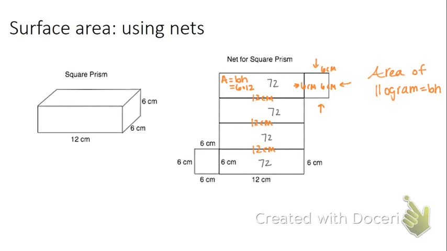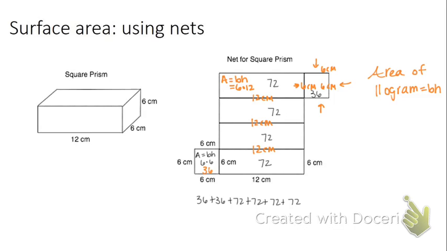And then to find this area, again, we're using area equals base times height. So 6 times 6 is 36. So if this is 36, then that's 36. This up here is 36. So what do you think we're going to do with all those pieces now? Add them together. So I have 36 plus 36 plus 72 plus 72 plus 72 plus 72.